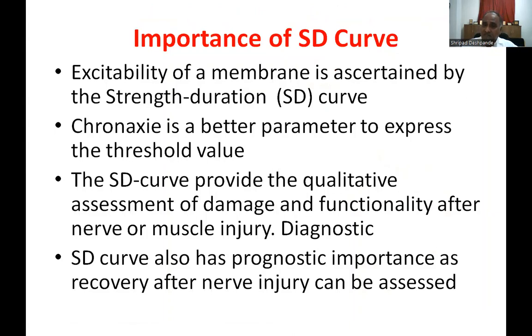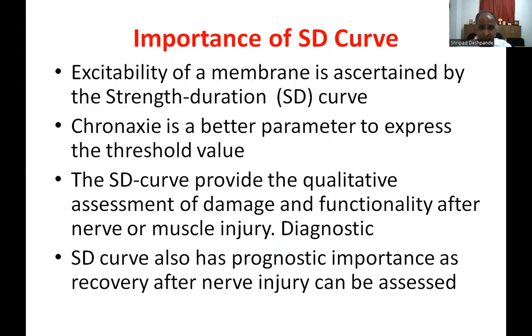Now, I just want to summarize the points here. The importance of strength duration curve is to assess the excitability of a membrane. That's point number 1. And in that, chronoxy is a better parameter to express the threshold value, not the rheobase, because I have mentioned rheobase may be the same, but chronoxy is different. The strength duration curve provides a qualitative assessment of the damage and functionality of the nerve or a muscle after injury. Thus, it is diagnostic qualitatively. We cannot quantify exactly the extent, but qualitatively, yes, it will say that there is a damage.